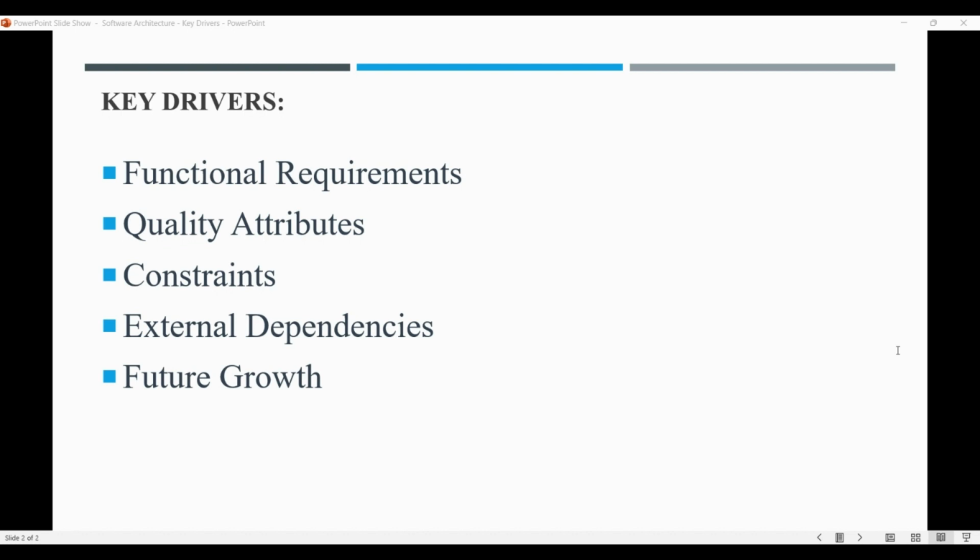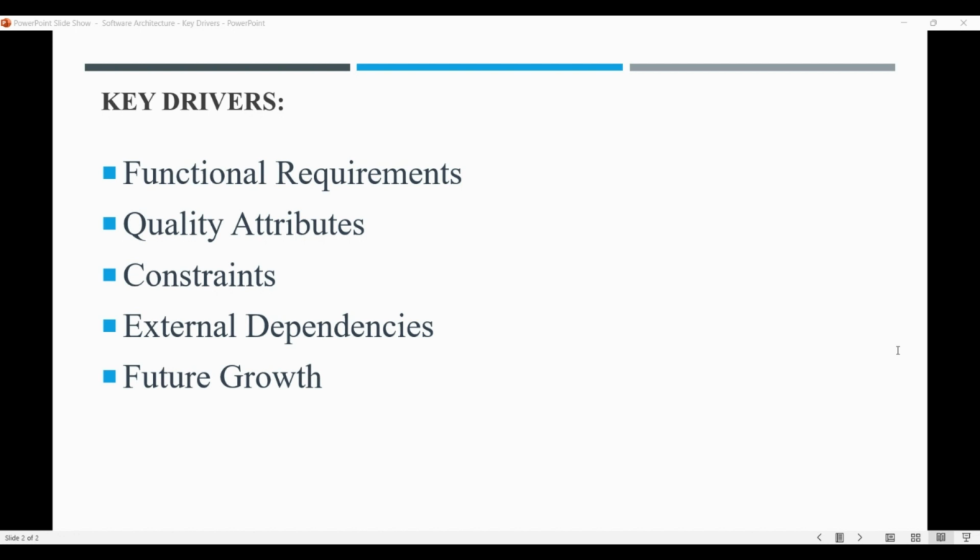Next, we must know about the constraints as well. Software architecture lives in a real world, and the real world has constraints. Constraints are the limitations that must be taken into account when designing the system. These constraints can include technical limitations like the choice of the programming language or platform, as well as organizational or business constraints like budget or time constraints.